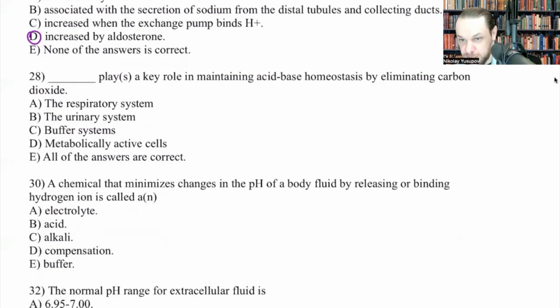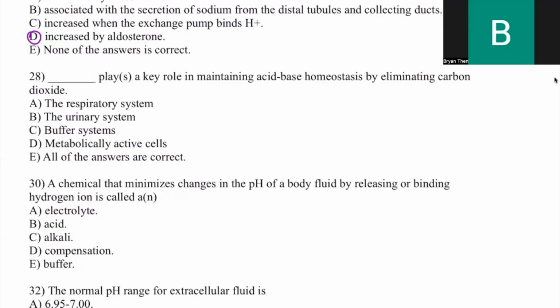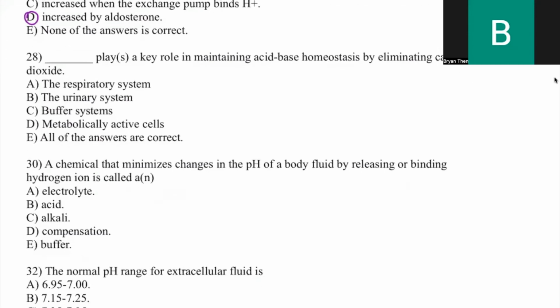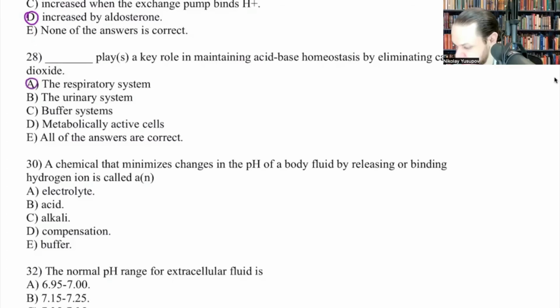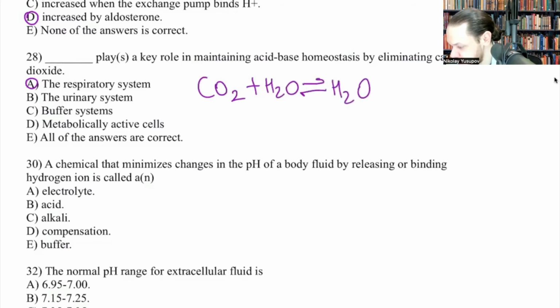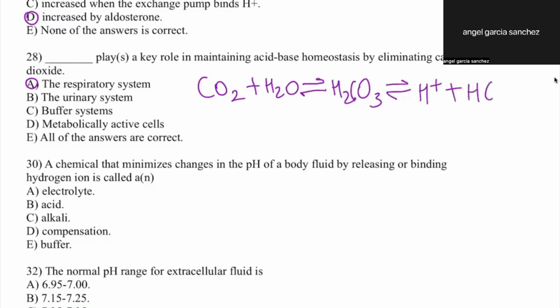All right, 28. We have Brian. The blank plays a key role in maintaining acid-base homeostasis by eliminating carbon dioxide. That is the A respiratory system. Yeah. So, CO2 plus H2O, we're going to make carbonic acid, and then this will dissociate into hydrogen and bicarb.